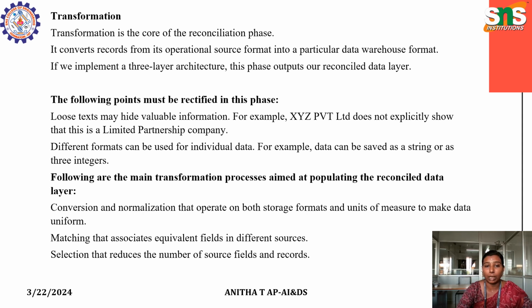Loose text may hide valuable information. For example, XYZ Private Limited does not explicitly show that this is a limited partnership company. Different formats can be used for individual data. For example, a date can be saved as a string or as three integers. Conversion or normalization operates on both storage formats and units of measure to make data uniform. Matching associates equivalent fields in different sources, and selection reduces the number of source fields and records. These are the main transformation processes for populating the reconciled data layers.